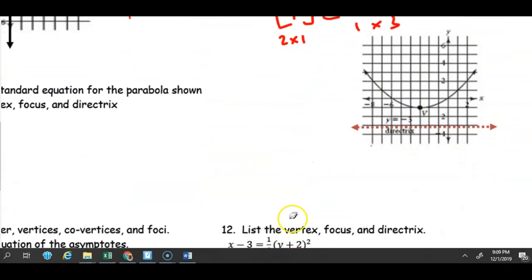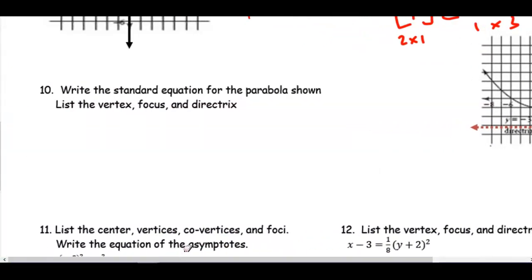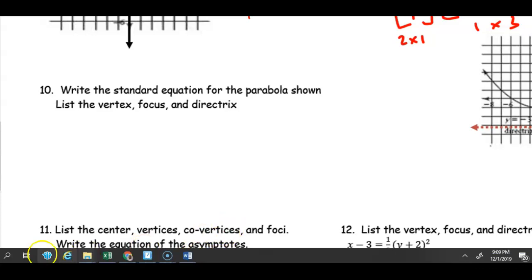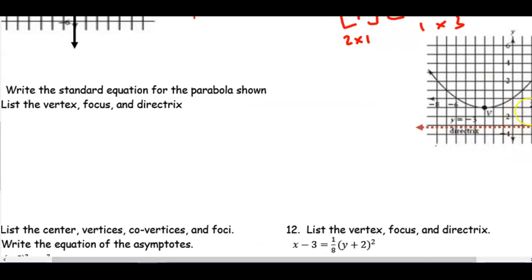Alright, for this equation right here. It says write the standard equation for the parabola shown. List the vertex, focus, and directrix. So let's do it. The vertex is, this is 2, this is -2. 1, 2, 1, 2. Okay, cool. So -1, 1, 2, 3. Or sorry, -3, -1. So vertex is -3, -1. Alright, the directrix ironically is right there. Y equals -3.